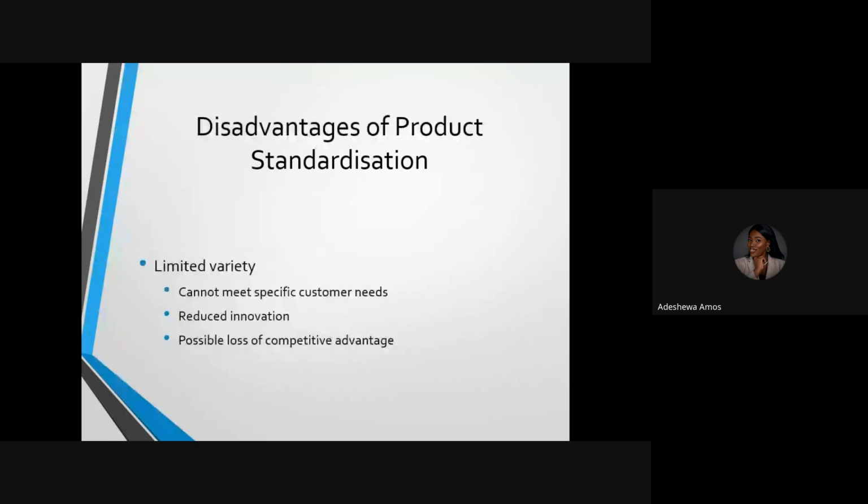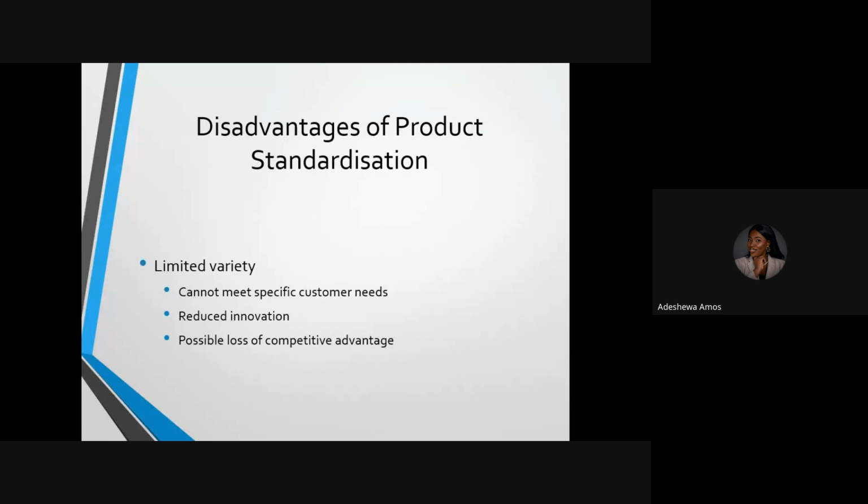Okay, then we have the disadvantages of product standardization. Limited variety. So there are no varieties, just the same thing. You look at the Bell Cola, it's the same boring shape, boring bottle. It's just the same thing and cannot meet specific customer needs. So maybe I will want mine to be bigger and maybe they don't have a bigger one. So it does not meet my needs. I don't like how small it is, I would have wanted something bigger, but they don't have it. So meaning it's not meeting my needs, okay?